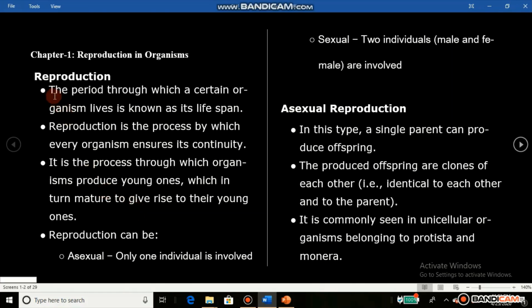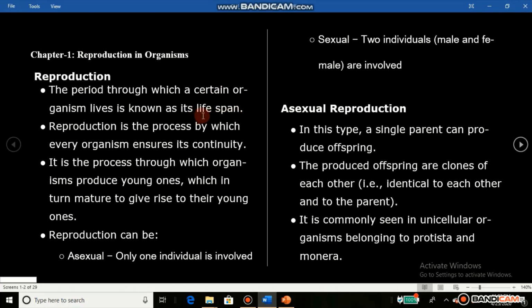So let's see the first point. What is written here? The period through which a certain organism lives is known as its lifespan. Why do you need to know this point? It is very important. What is lifespan? I will tell you the definition of lifespan, but first let me explain clearly.